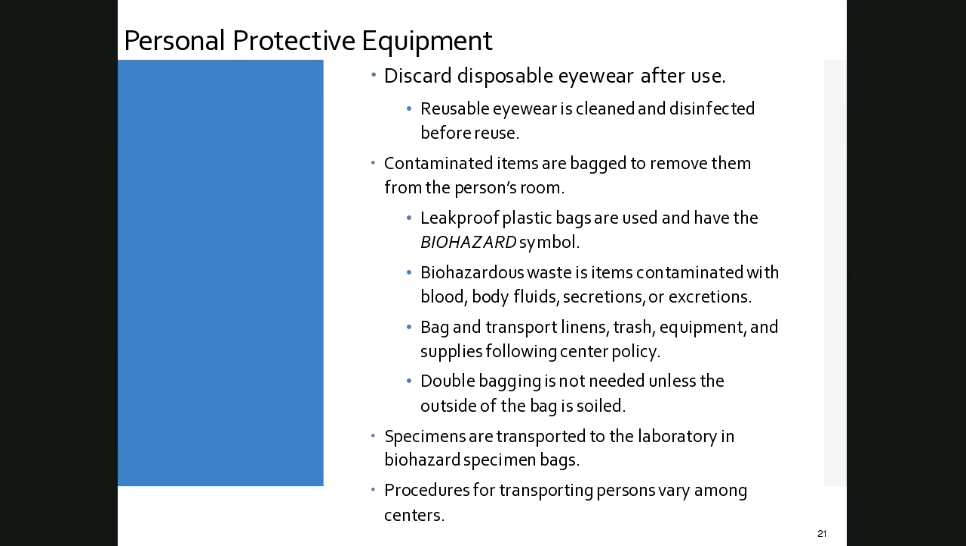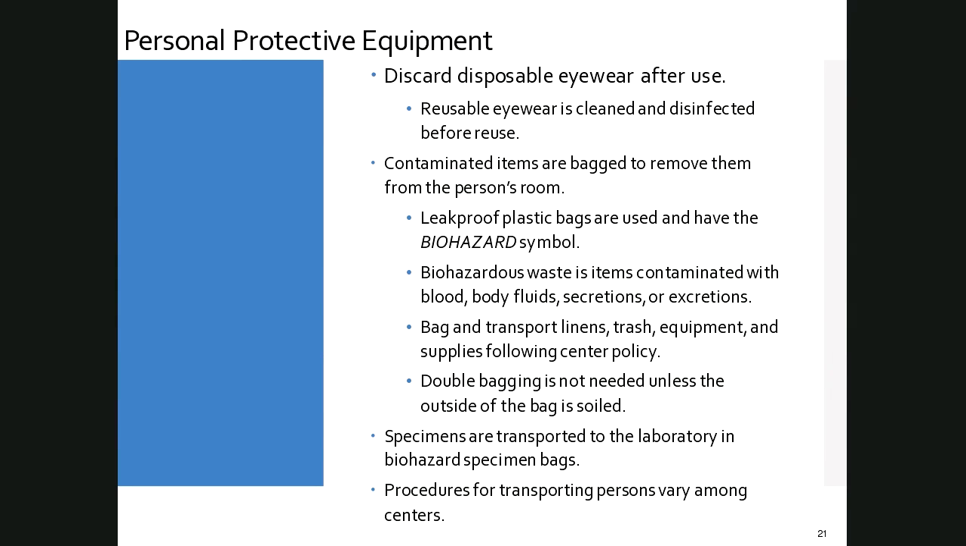Contaminated items are bagged to remove from the person's room, and we use leak-proof plastic bags that have the biohazard symbol. Sometimes I've seen them in yellow and sometimes in red. It just depends on the facility where they got them. Biohazardous, though, means these items are contaminated with blood, body fluid, secretion, or excretion. Then we have to bag those items and transport those linens and trash equipment following the center policy. Double bagging is not needed, although we have done it in the past, unless the outside of the bag is soiled. And then specimens are transported to the laboratory in the biohazard specimen bags.